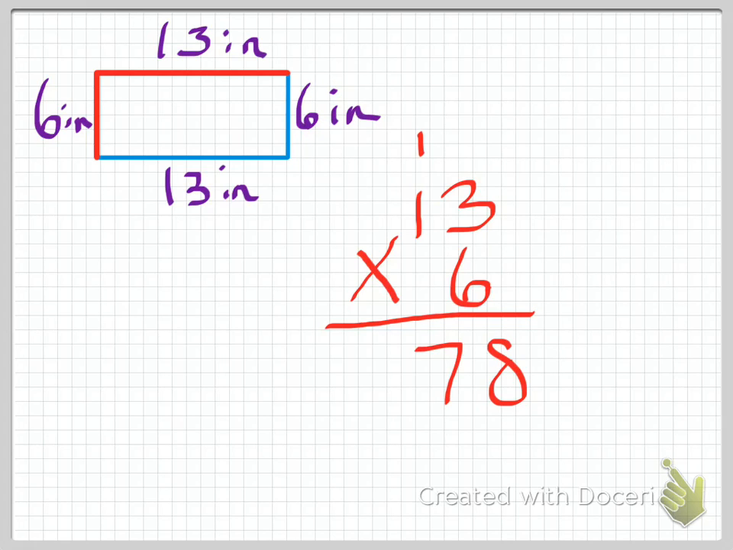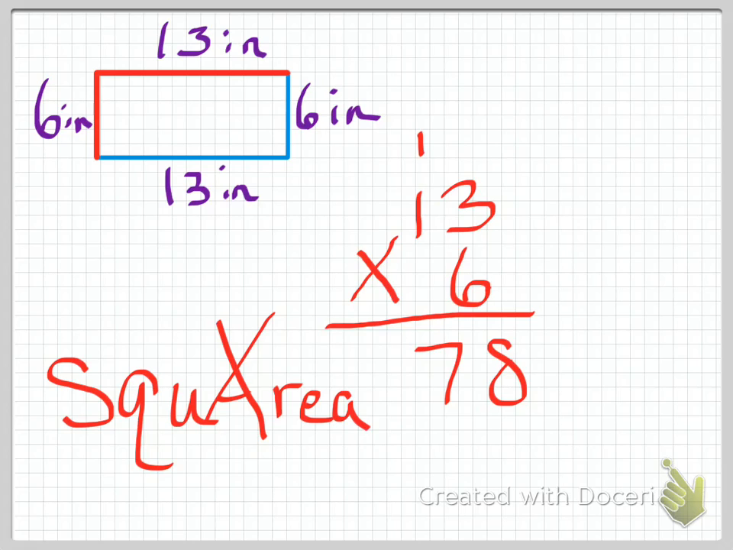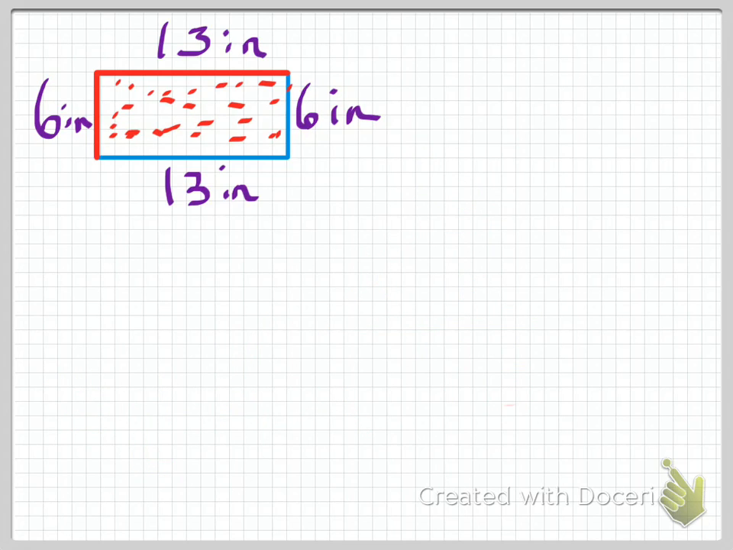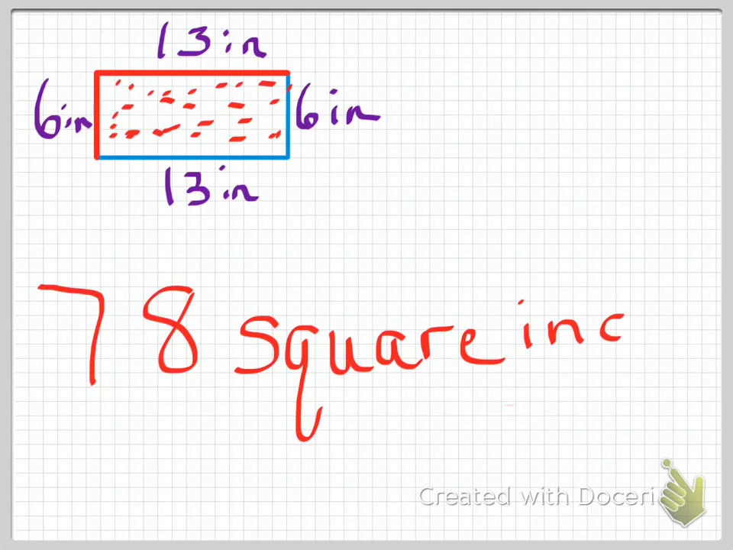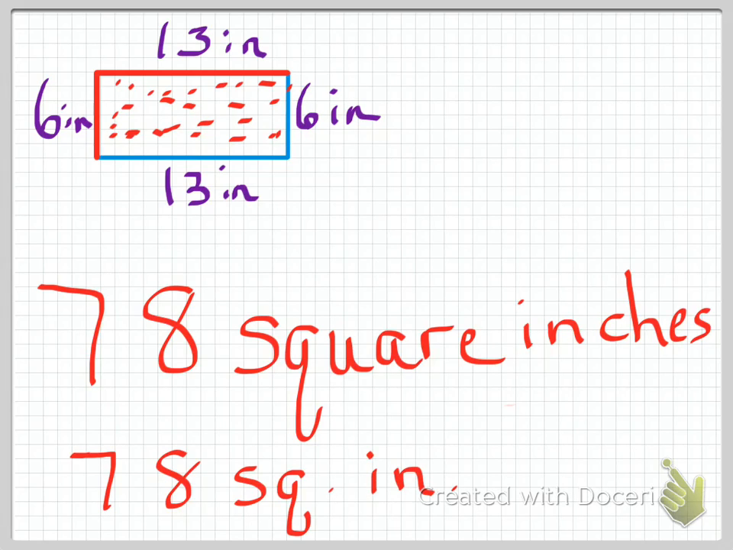Now, another little helpful hint that we have is instead of saying area, we say squarea. And this is to remind us that we are actually counting all of the little squares that are inside of that object that we just calculated the area for. So instead of saying 78 inches is our area, we would actually say 78 square inches, or it could also look like this. They both mean the exact same thing.